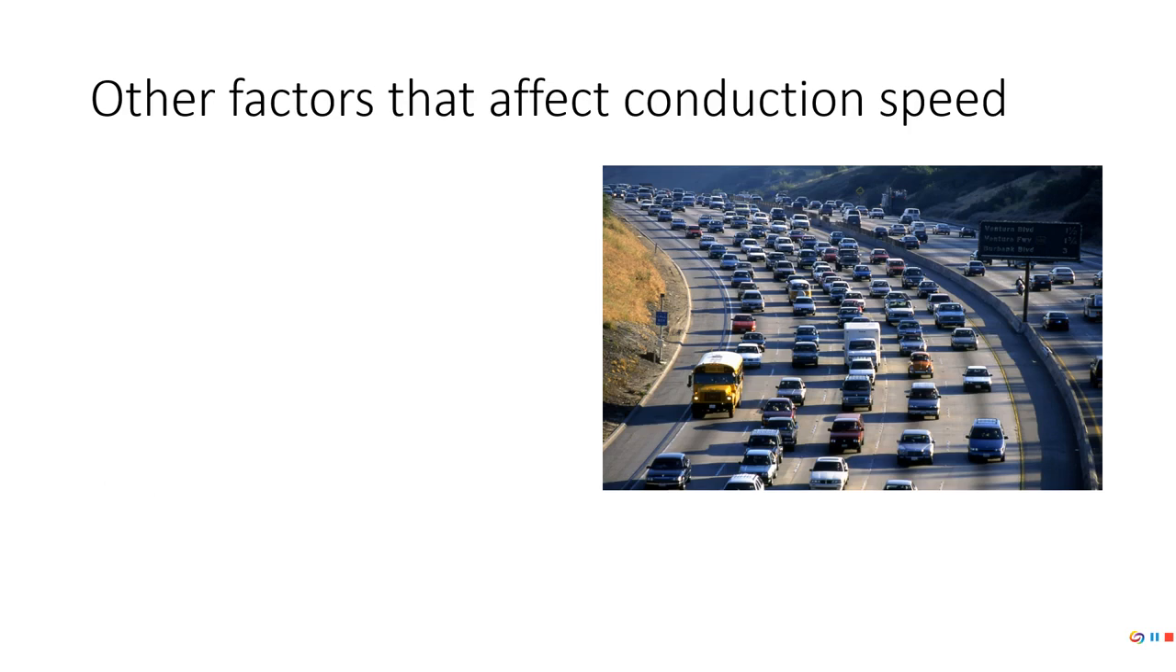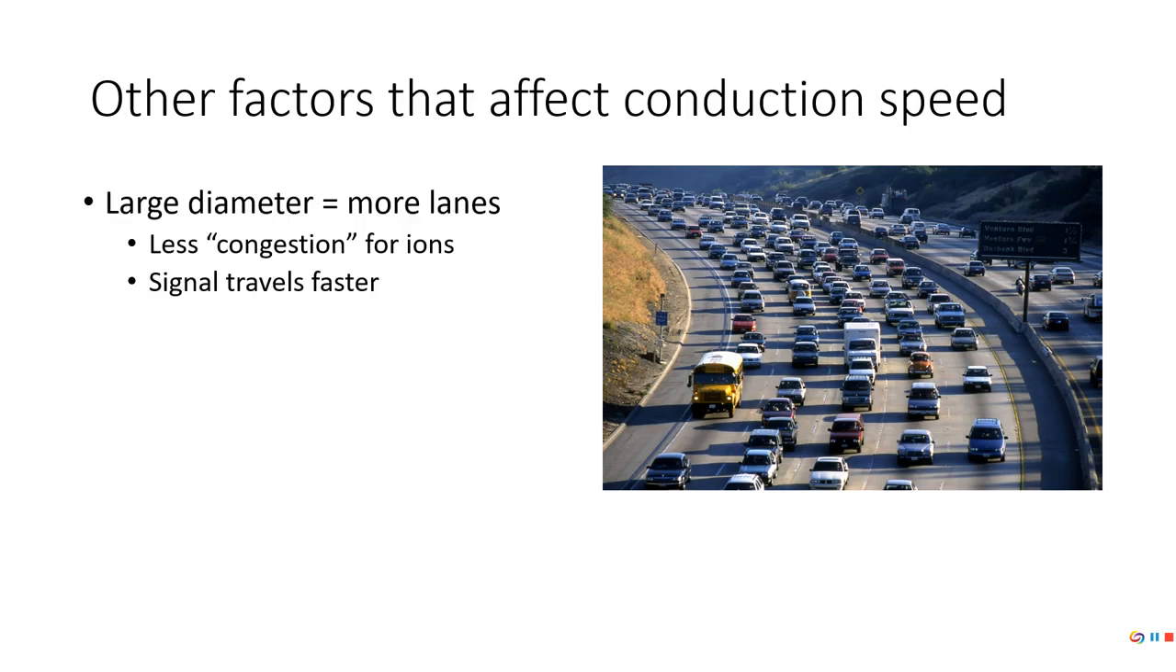Now, while myelinated neurons increase the speed of conduction, so does the diameter of the neuron. A wide diameter means there are more lanes. In other words, more information can travel down the axon.